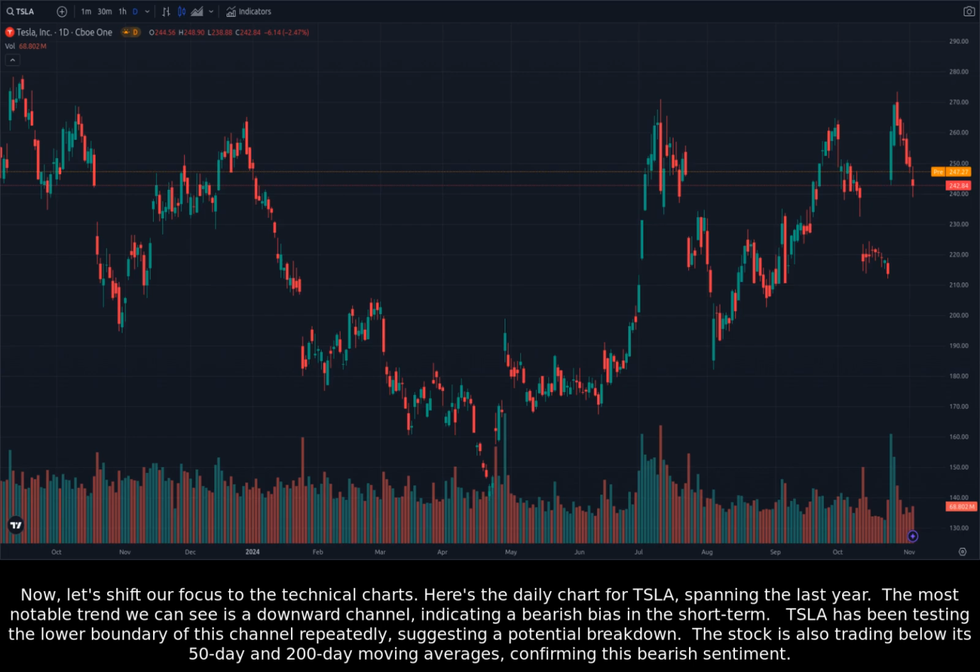Now, let's shift our focus to the technical charts. Here's the daily chart for Tesla, spanning the last year. The most notable trend we can see is a downward channel, indicating a bearish bias in the short term. Tesla has been testing the lower boundary of this channel repeatedly, suggesting a potential breakdown. The stock is also trading below its 50-day and 200-day moving averages, confirming this bearish sentiment.